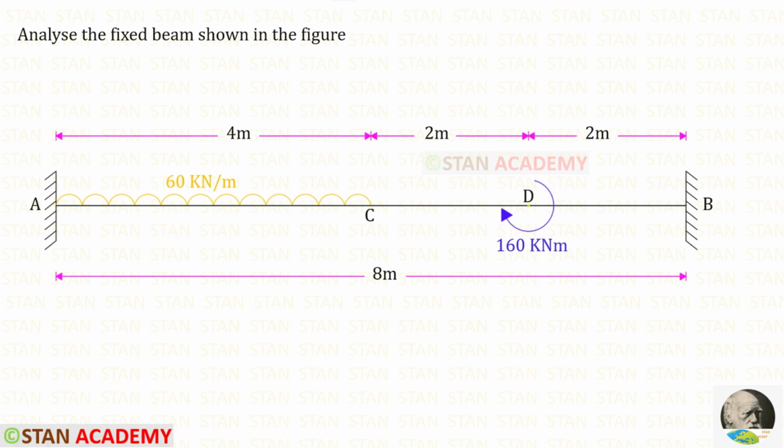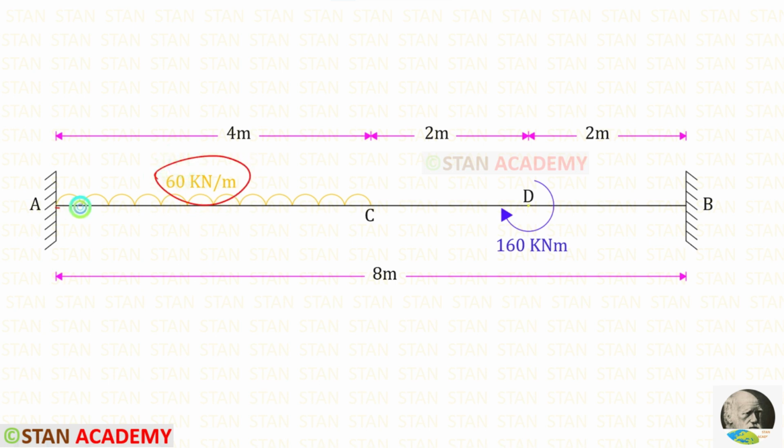Hello everyone. Today we are going to analyze this fixed beam. In this beam there is a uniformly distributed load of 60 kN per meter. It acts in the left half and there is a concentrated moment of 160. It is acting at a distance of 2 meters from the right support and it is acting in the clockwise direction. To find the fixed end moments at points A and B, we are going to use formulas.